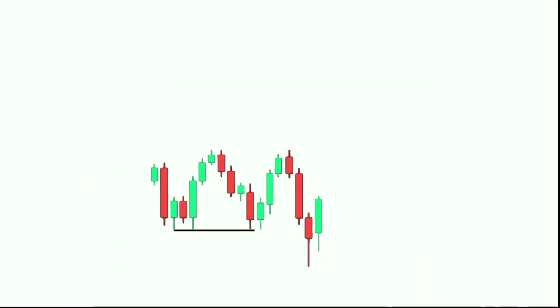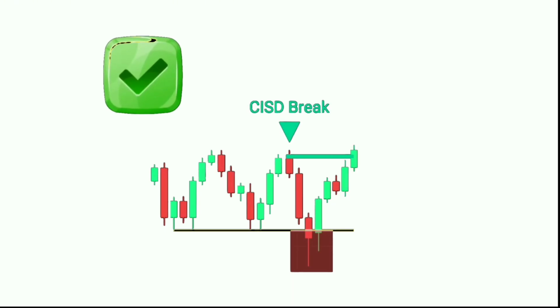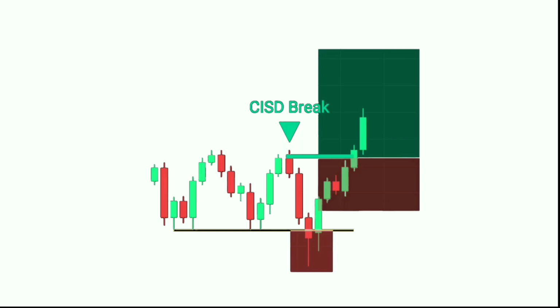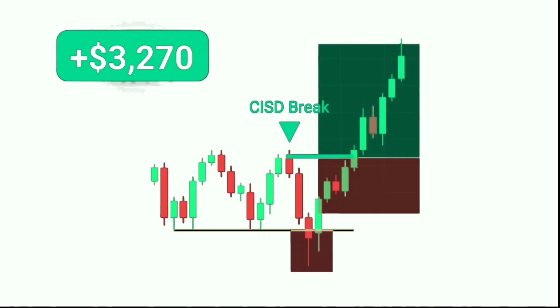Step number 4, displacement. This is the confirmation. After the sweep, we want to see price displace aggressively in the opposite direction. This is the power move, the one that confirms smart money just took control. Once we see displacement from the sweep zone, that's the entry. No more guessing, no more waiting for extra confluence. We're in with confidence.